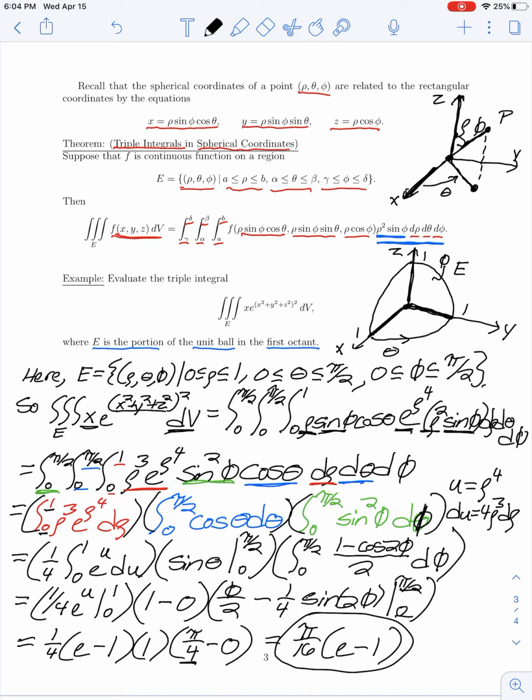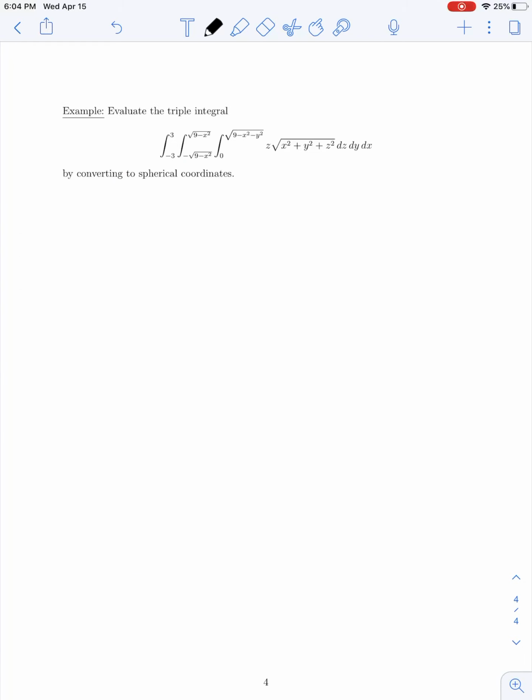So we see that this is a little bit tedious, but this is much easier than trying to find an antiderivative of this function in terms of rectangular coordinates and trying to describe this part of the ball using rectangular coordinates x, y, and z. So for our last example, let's look at another one of these. Here we are given an iterated integral in terms of rectangular coordinates x, y, and z, and we're told to evaluate it by converting to spherical coordinates.